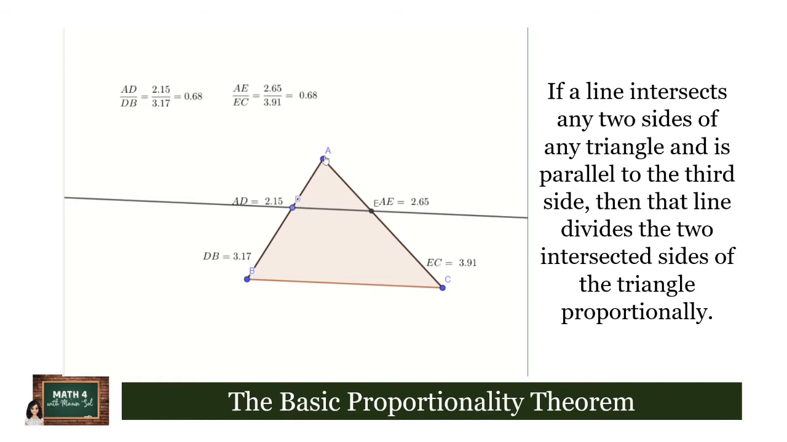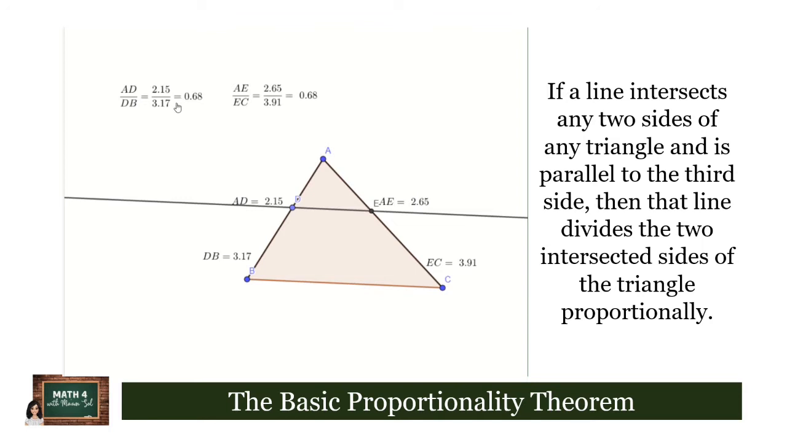So we have here triangle ABC, and we drew a line which is parallel to side BC. Now let's take note of the measures of AD and DB, as well as AE and EC, and let's try to find a relationship between the ratios of these two. So firstly, we have here AD is 2.15 and DB is 3.17. If we divide that, we get 0.68. Also, we have AE, which is 2.65, and EC, which is 3.91. And if we divide them, again we get 0.68.